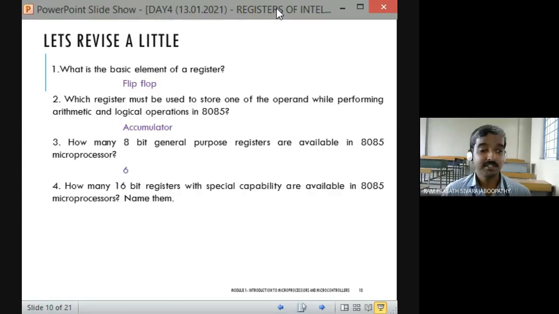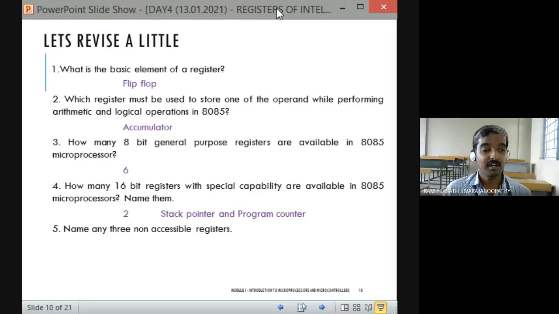Fine. How many 16-bit registers with special capability are available in the 8085 microprocessor? How many 16-bit registers are there? Two. Can you say what the two 16-bit registers are? Yes, PC and SP. Stack pointer and program counter register. Thank you. Okay. Name any 3 non-accessible registers. We have discussed which non-accessible registers are there recently in this session. So we have asked for any 3 of them.